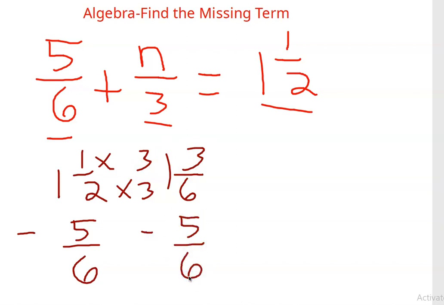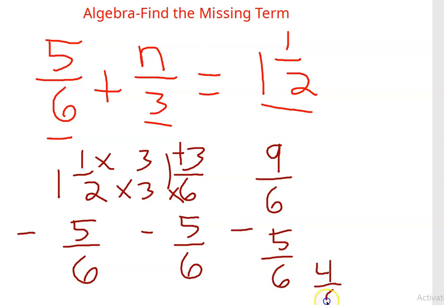All right. Now we see we can't do it. So we either have to regroup or make the 1 and 3/6 improper. I like making it improper. I think it's a little shorter. Either way, it's going to give you the exact same answer. So 6 times 1 is 6, plus 3 is 9. So we have 9/6 minus 5/6. Well, that equals 4/6. So our middle term is 4/6.